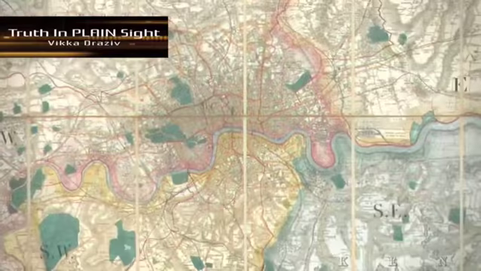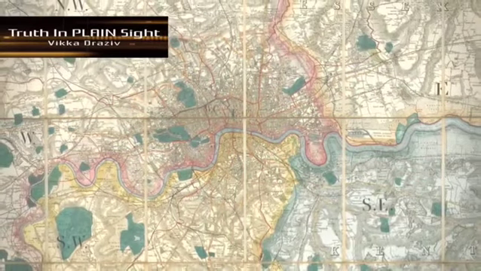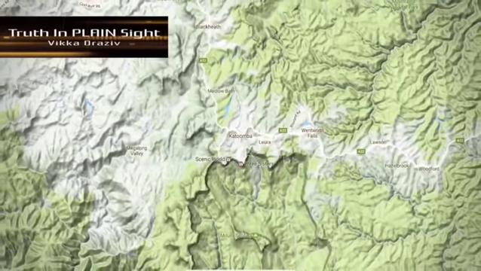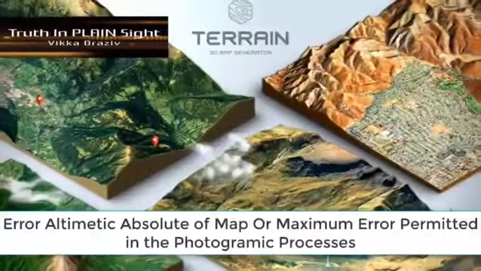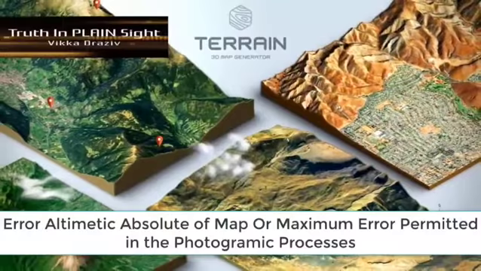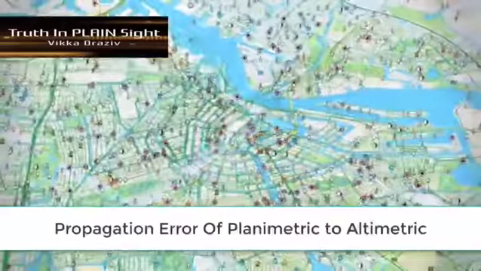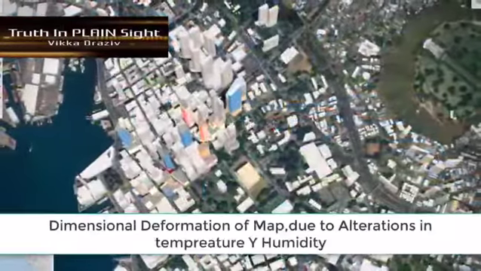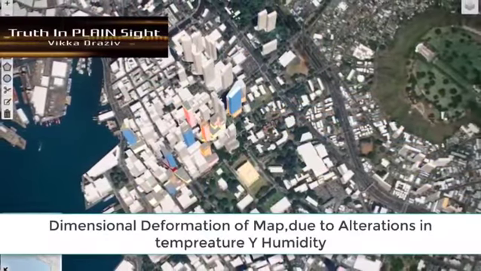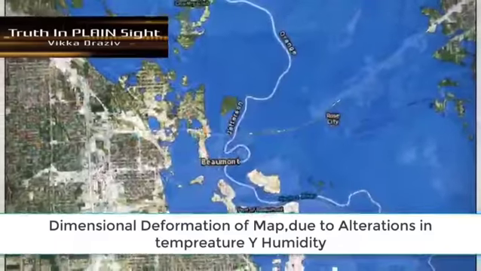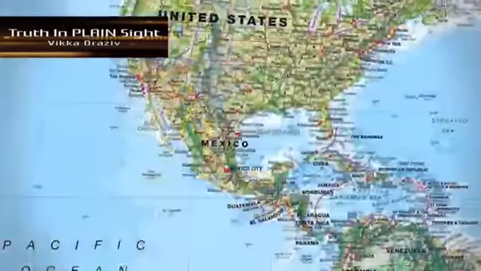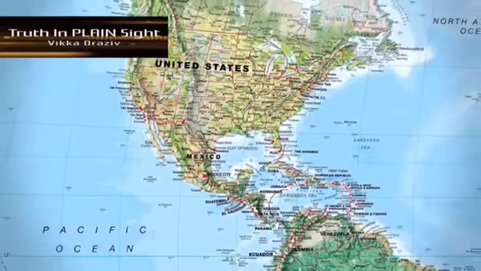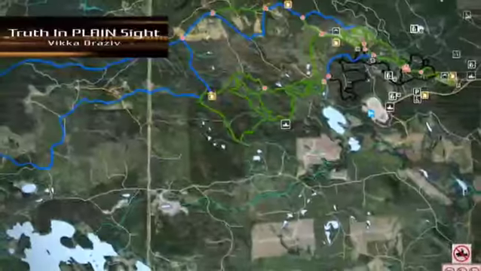In addition to the errors mentioned above, current maps also have errors related to the digitization process, such as absolute altimetric error of the map or maximum error allowed in photogrammetric processes, propagation of planimetric error to altimetry, dimensional deformations of the map, due to alterations in temperature and humidity. In almost all countries, a large part of the large-scale mapping has been generated by a wide variety of agencies or companies with unknown quality parameters.